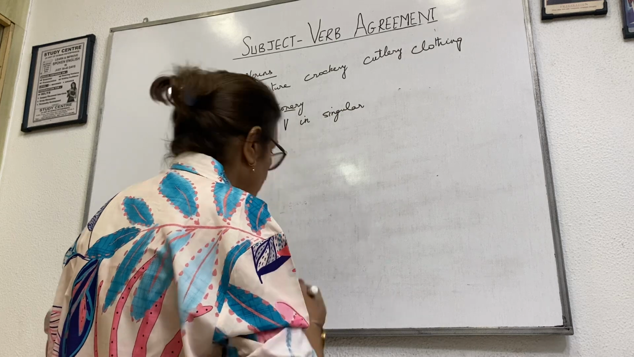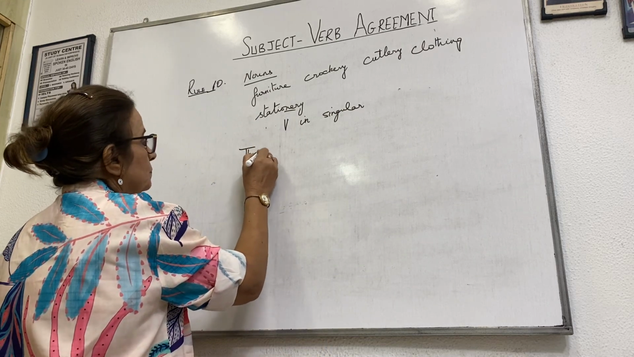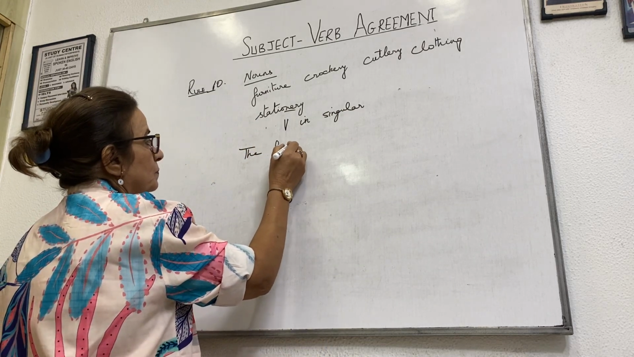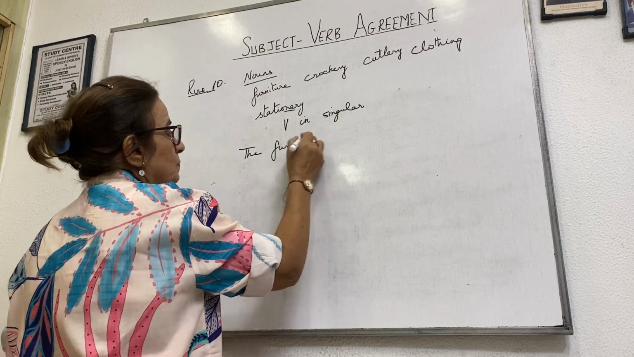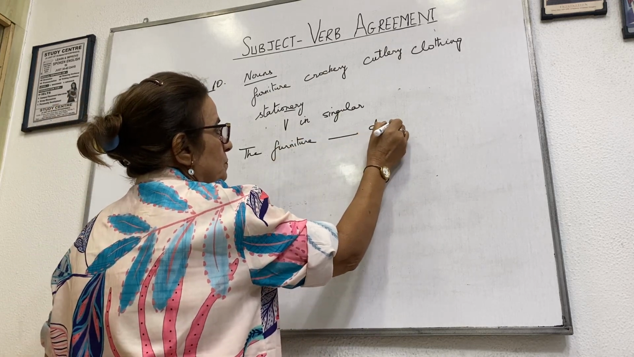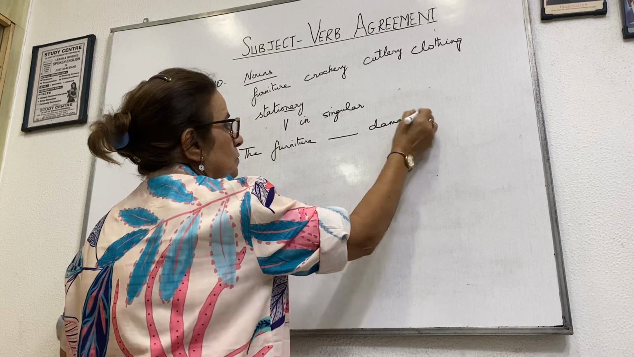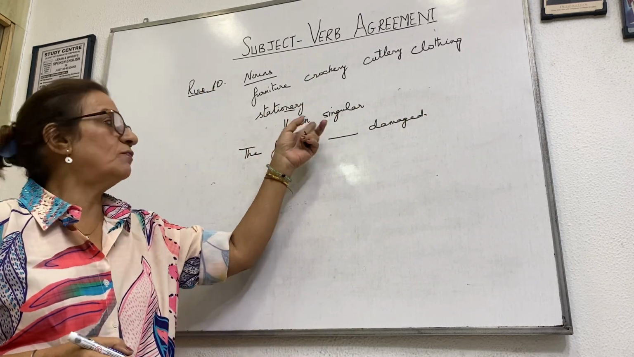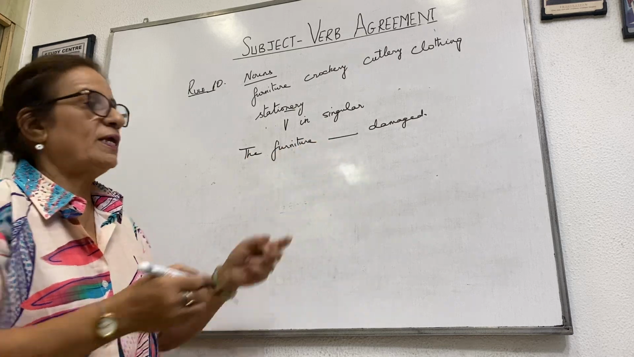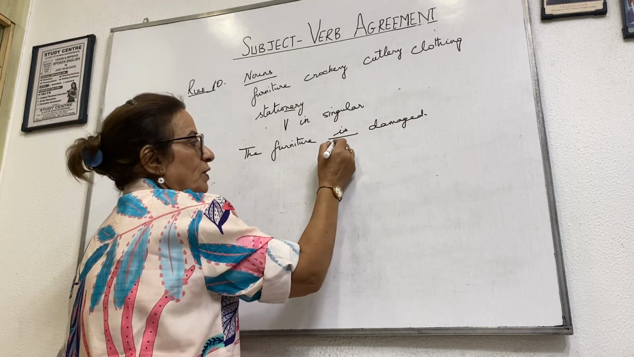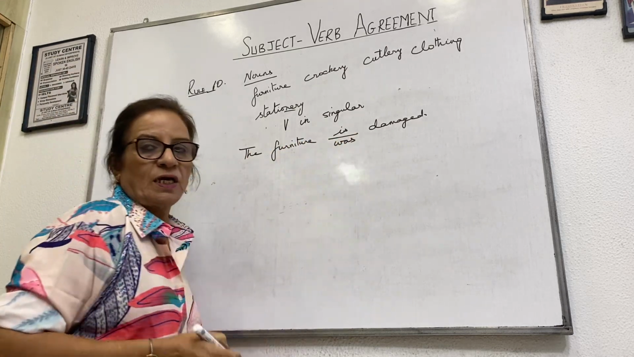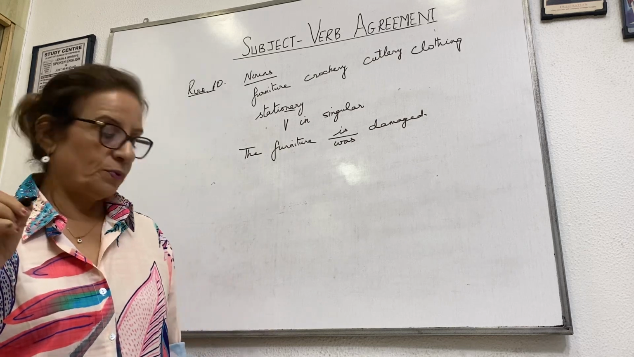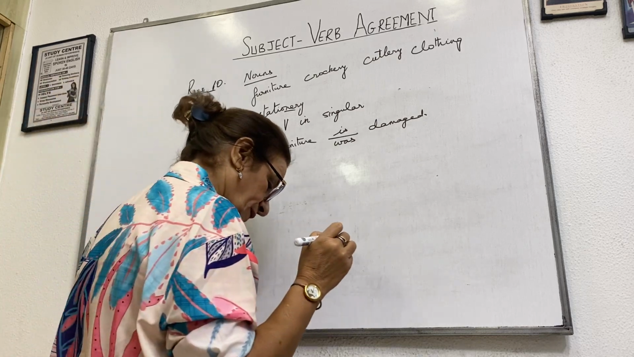The furniture damaged. So, according to the rule, these words always take a singular verb. So, the furniture is damaged. Or we can use in the past, was damaged. Singular verb. Okay. Take another.